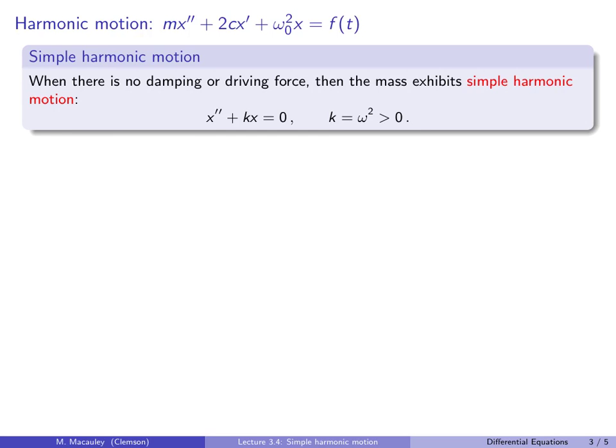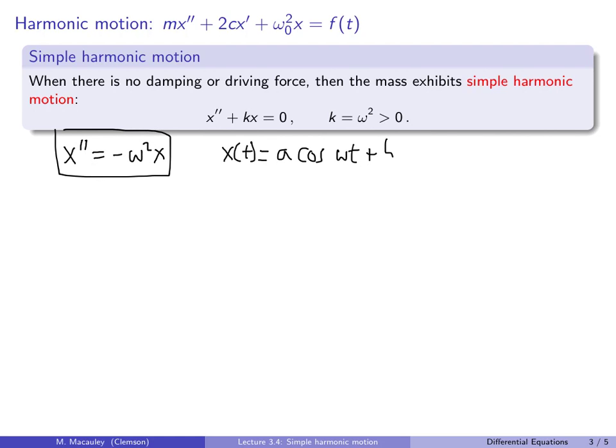Okay, so let me rewrite this equation. X double prime, we've seen this, equals negative omega squared x. You can solve it using the method of undetermined coefficients that we saw last time, or you can just do it via inspection, which is how I first showed you how to solve this equation in the very first lecture of section 3. So either way, the solution x of t is a cosine of omega t plus b sine of omega t.